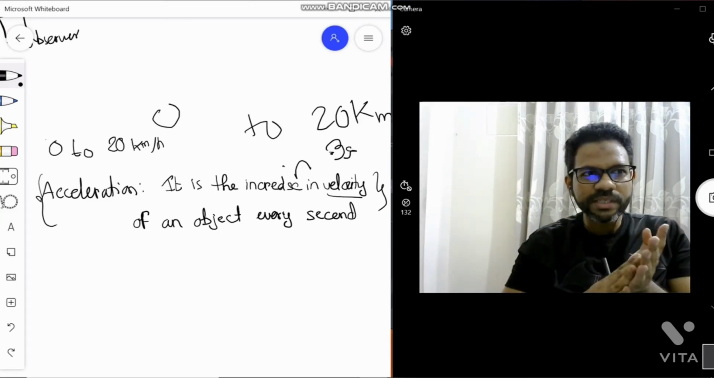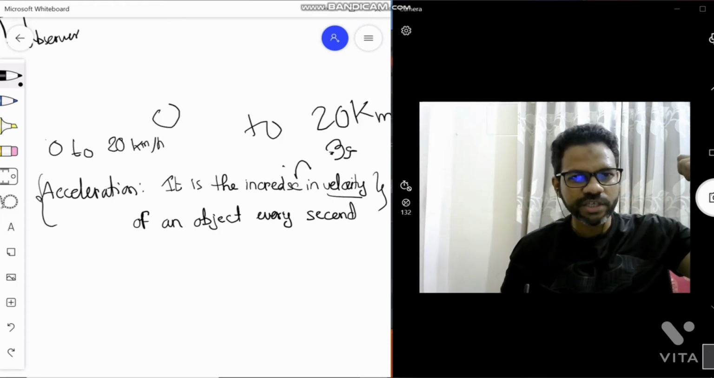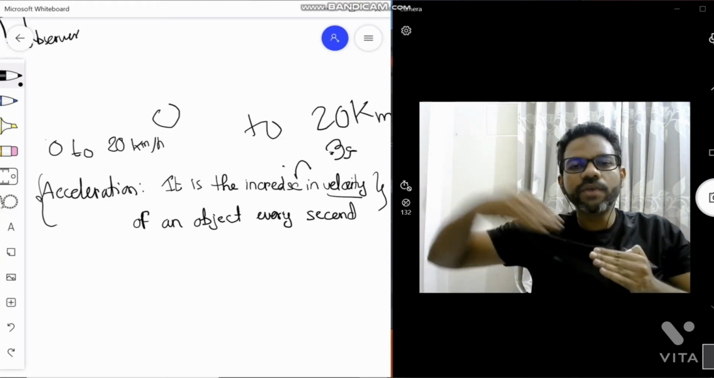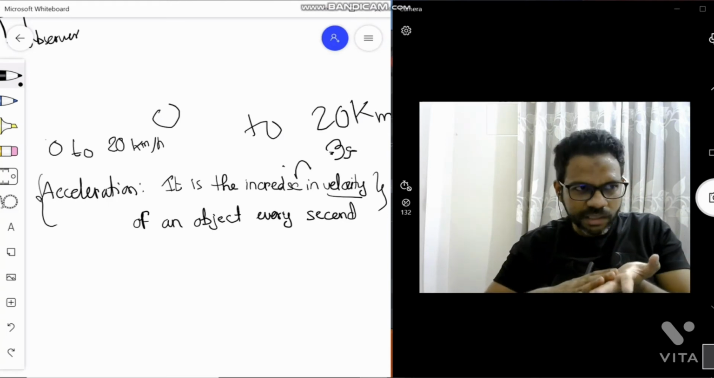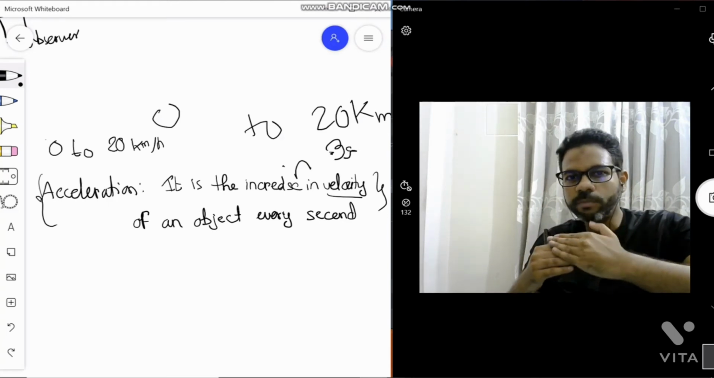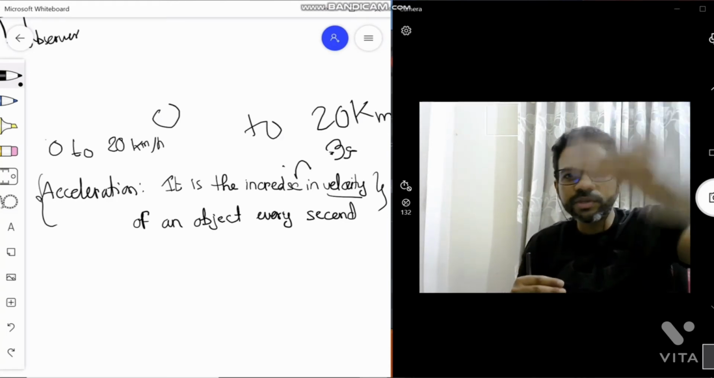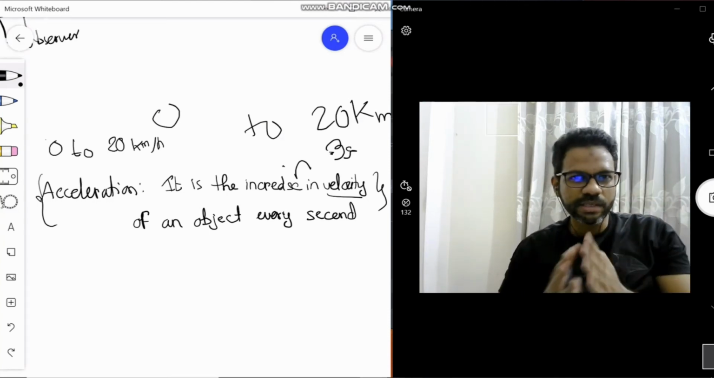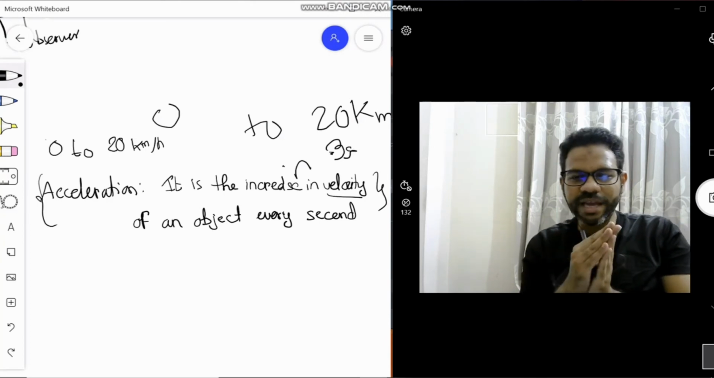When we say something has a higher acceleration, we actually mean that the object's speed can change very quickly. When we talk about acceleration, we mean that the velocity of the object is increasing. When we talk about deceleration, we mean that the velocity of the object is decreasing. That is the difference between acceleration and deceleration.